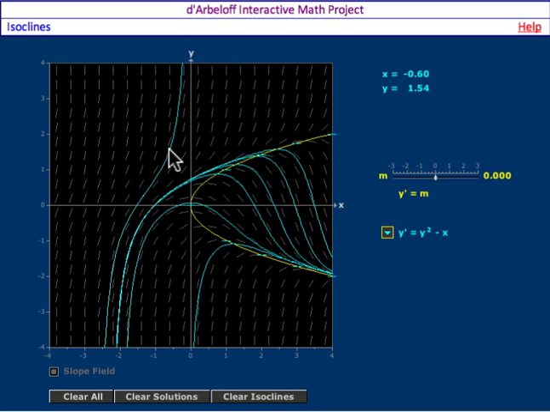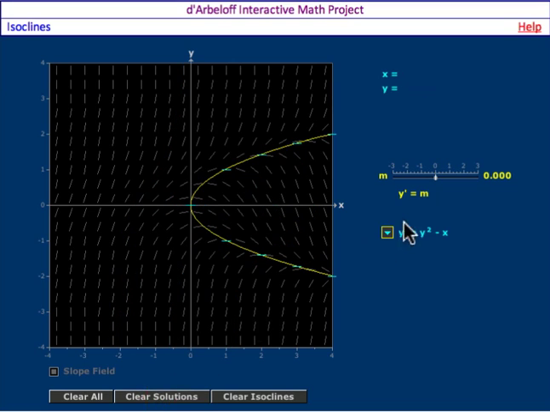Another thing you can see from this picture is that apparently many of the solutions to this differential equation cluster near to this branch of the nullcline. And maybe we can see why this is using the isocline picture. I'm going to clear the solutions now to make the picture clearer and draw in one more isocline, namely the m equals -1 isocline.